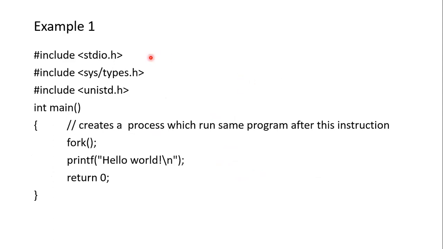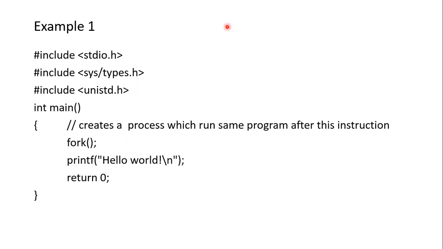So, example one, just to get a feel for how this fork system call is used. For using the fork system call, we need to include the header file sys/types.h. So here we have the fork system call. After the fork call is executed, both the parent process and child process will execute. That is, once a fork system call is invoked, a child process will be created. So now we'll have two processes. One is called the parent process, the other is the child process.